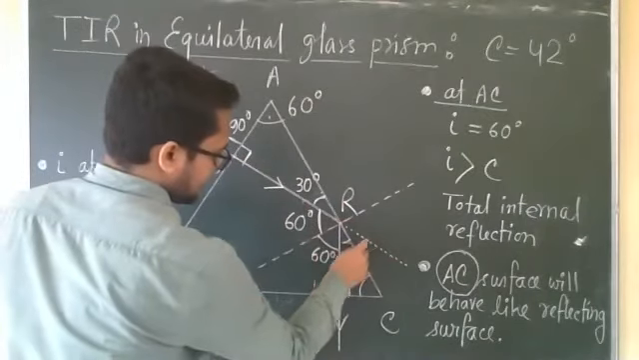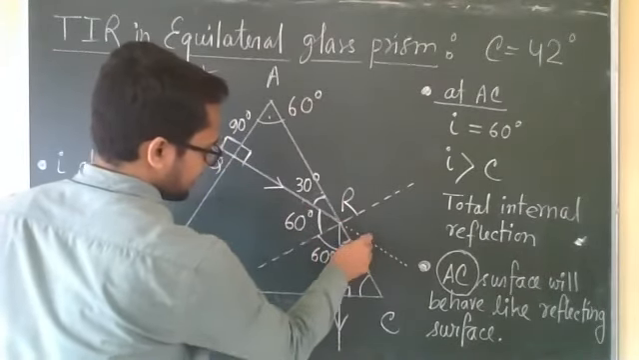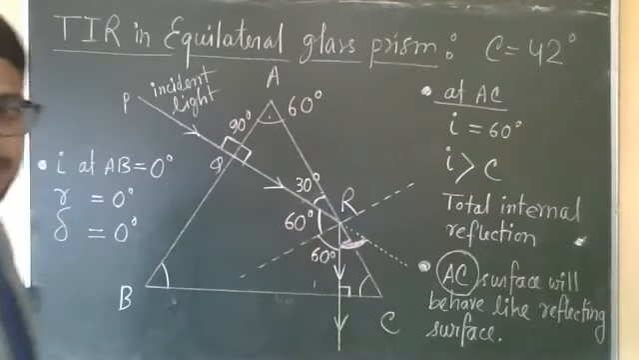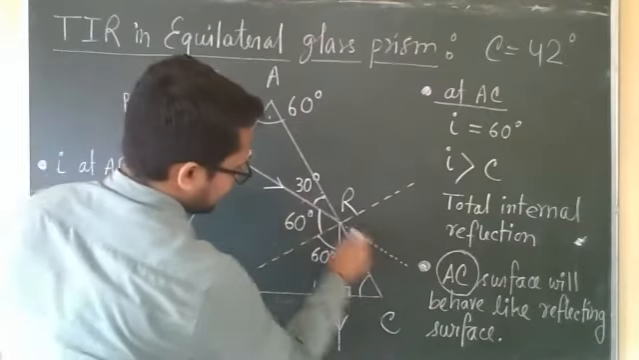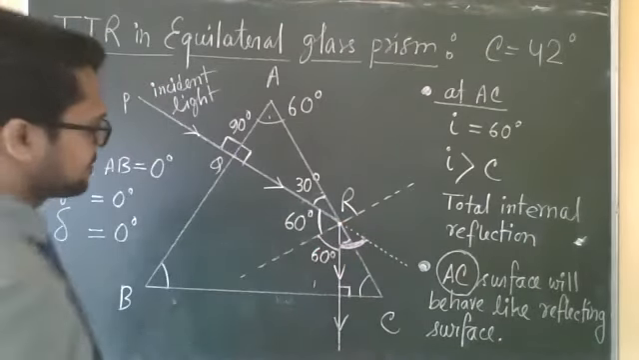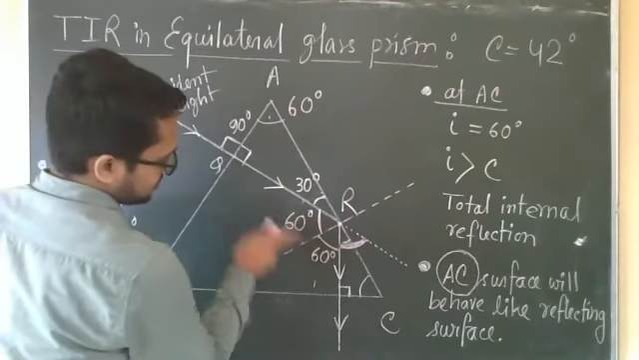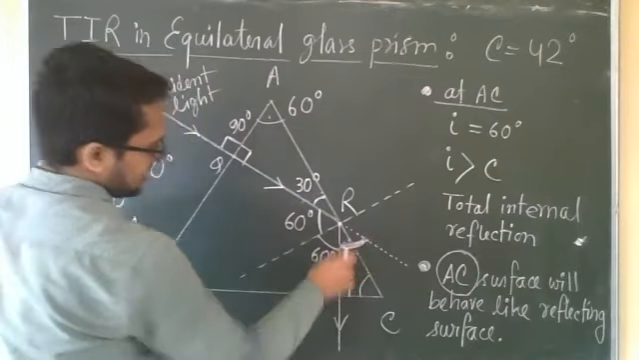So what is this angle? That is the angle of deviation. How will you find it? A straight line makes an angle of 180 degrees. From 180 degrees, we know these two angles, 60 and 60. So the third angle, we don't know.